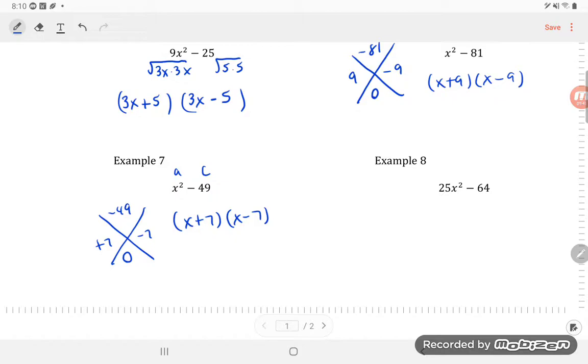So for example 8, I'm going to simplify the 25x squared into 5x times 5x. The 64 is 8 times 8. Again, these are your perfect squares. In my factor form or in my parentheses, I have a positive 1 and a negative 1. I put the 5x in the front of both terms, and I put the 8 in the second position of both. My final answer, for example 8, is 5x plus 8 times 5x minus 8.